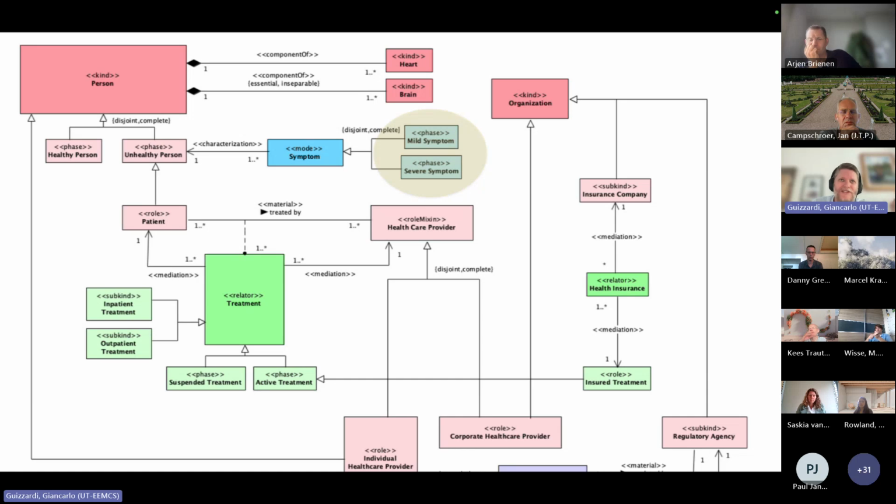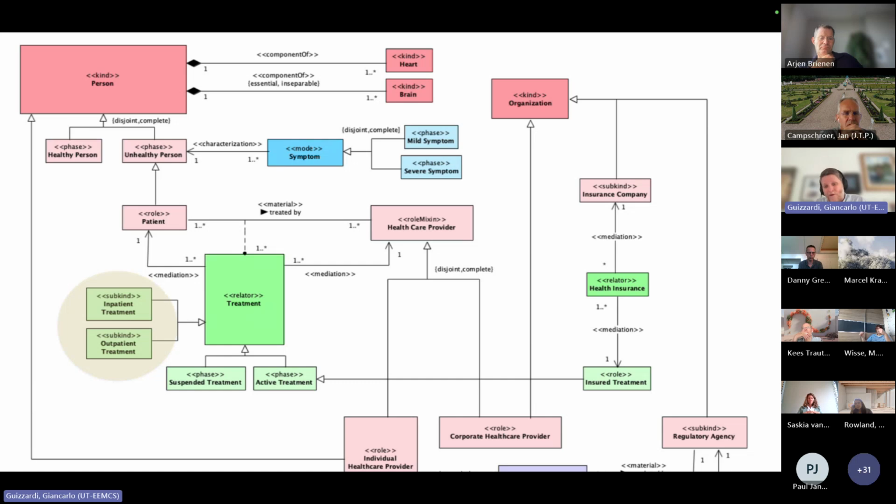Modes are aspects which are existentially dependent on a single individual. Relators are aspects which are existentially dependent on multiple individuals, and therefore they connect these multiple individuals. Like a treatment. The treatment of John in the medical spectrum 20 is existentially dependent on both John and the medical spectrum 20, right? This treatment can also have phases, can be an active treatment, can be a suspended treatment. It can be specialized in subkinds like an inpatient treatment or outpatient treatment.